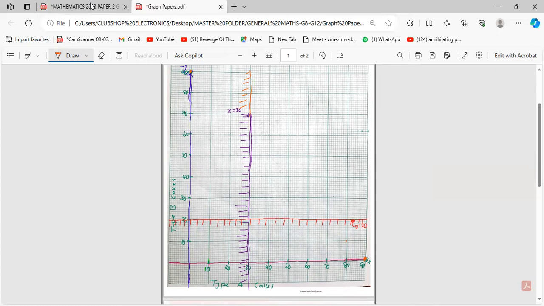But in my case, I'll do this, that I can easily follow. Yeah, I'll do that. But in your case, just join this point directly, if you're doing it on graph paper. All right.